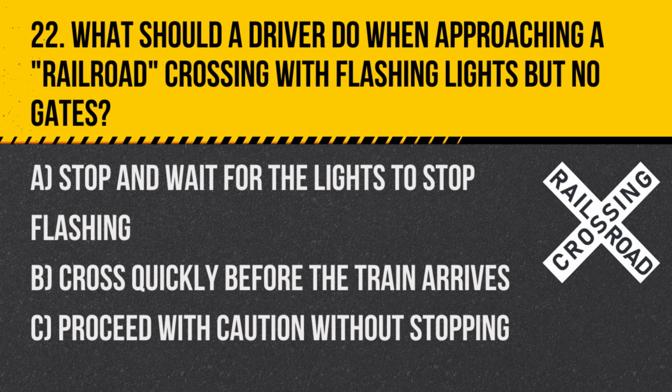Question 22. What should a driver do when approaching a railroad crossing with flashing lights but no gates? A. Stop and wait for the lights to stop flashing. B. Cross quickly before the train arrives. C. Proceed with caution without stopping. Answer: A. Stop and wait for the lights to stop flashing. Flashing lights indicate an approaching train.